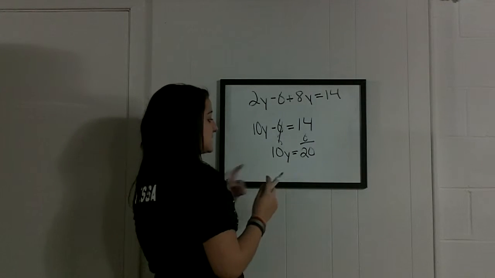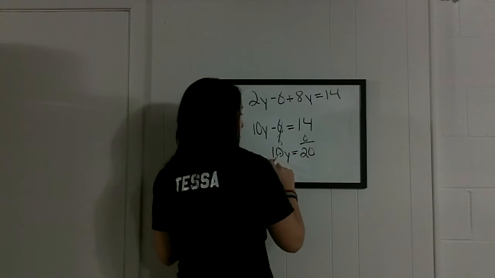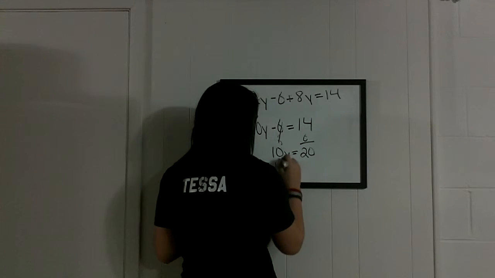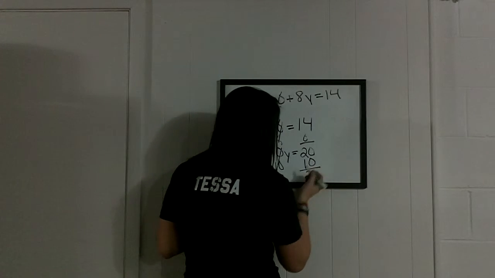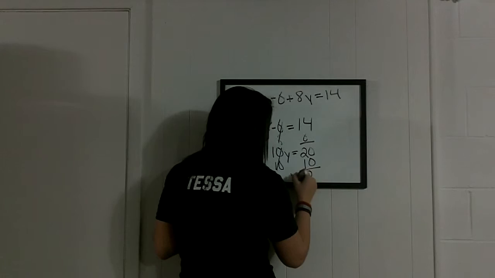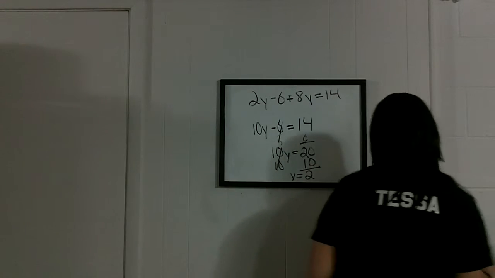So what you want to do next is, since this is a multiplication problem, you want to divide. So you take your 10 and you divide it on both sides. They cancel out. 20 divided by 10 is 2. So your answer is y equals 2. And that is not as hard as everyone thinks it is.